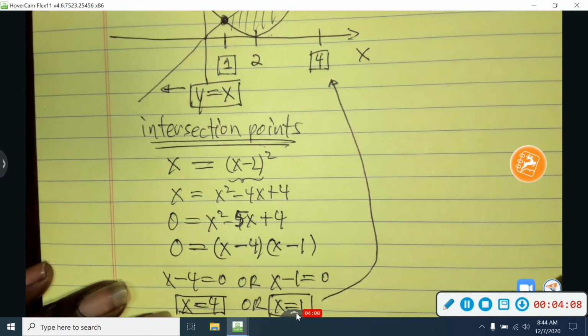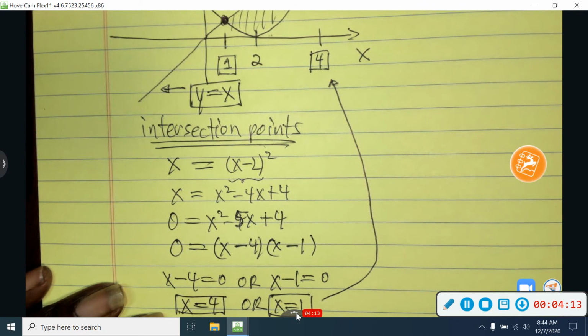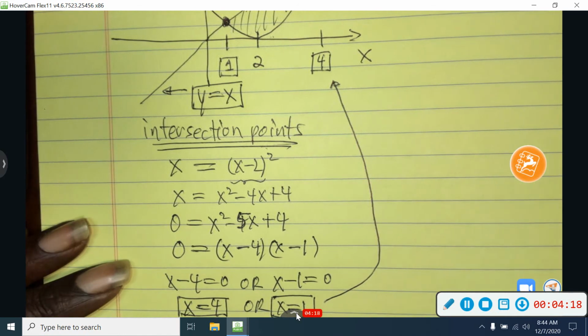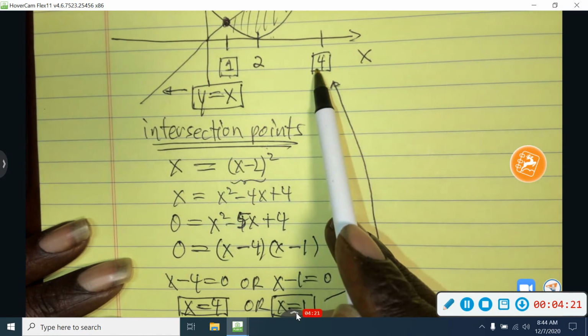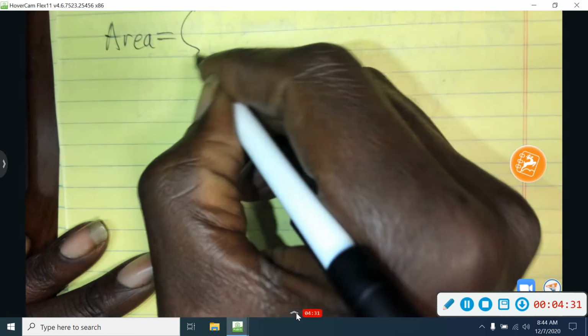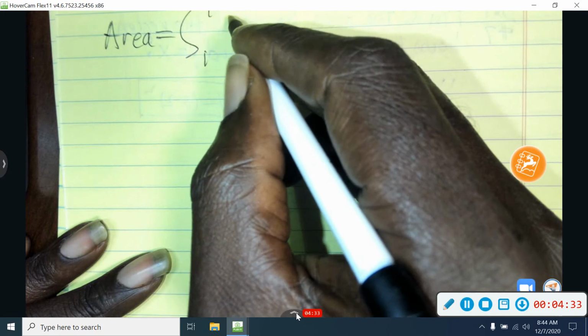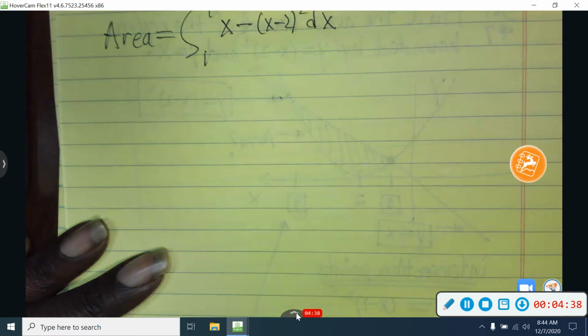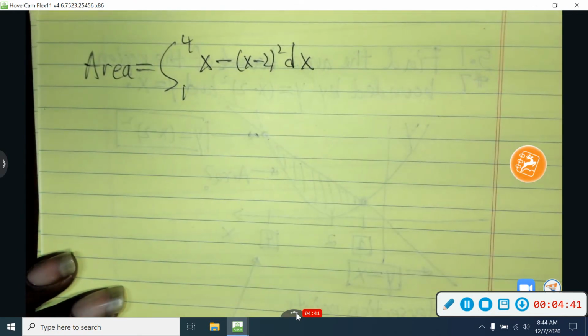So now we're ready to set up our integral. It starts at 1 and goes to 4. So the area would be the integral from 1 to 4 of the top function, which is x, minus the bottom function.